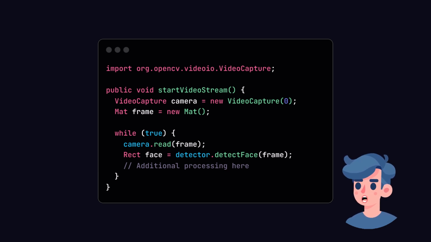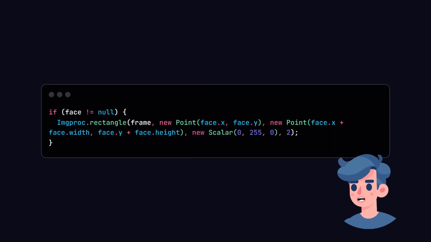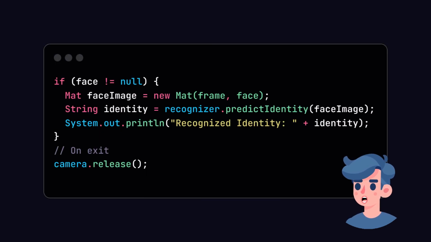We need to integrate video capturing with our face detection logic. As we process each frame, we need to draw a bounding box around detected faces to visualize detection. This will help in debugging and verifying our detection system. Once we have the face detected, we can apply the face recognition method to identify the person. Also, don't forget to add a proper exit mechanism for your video stream.